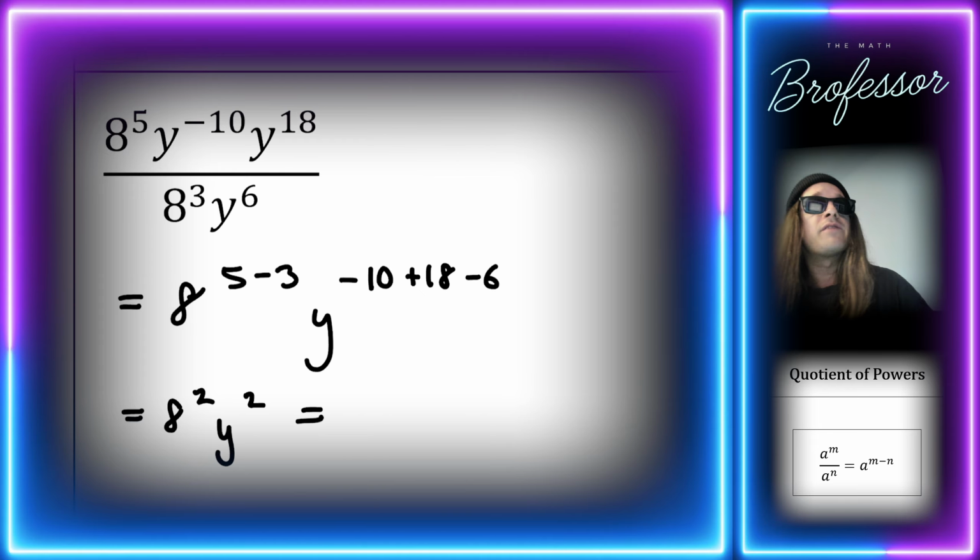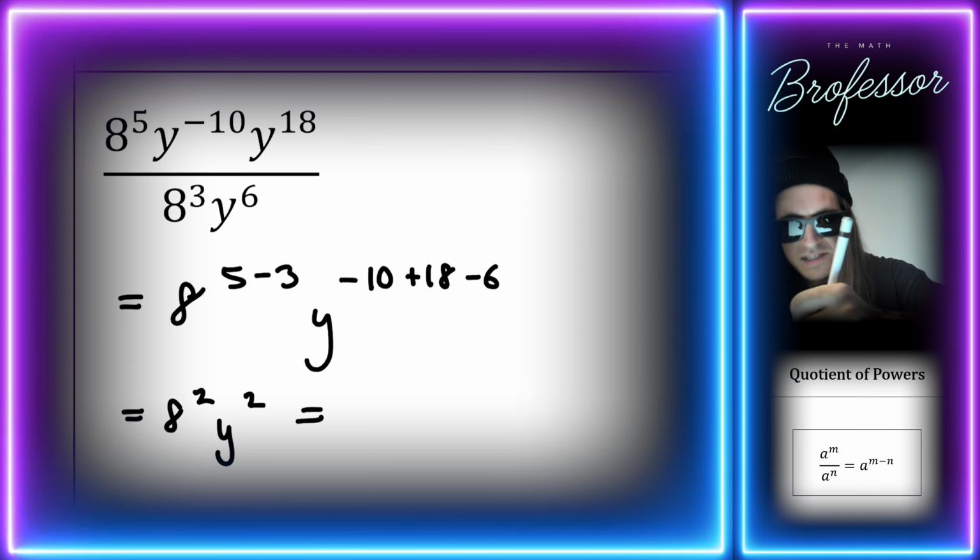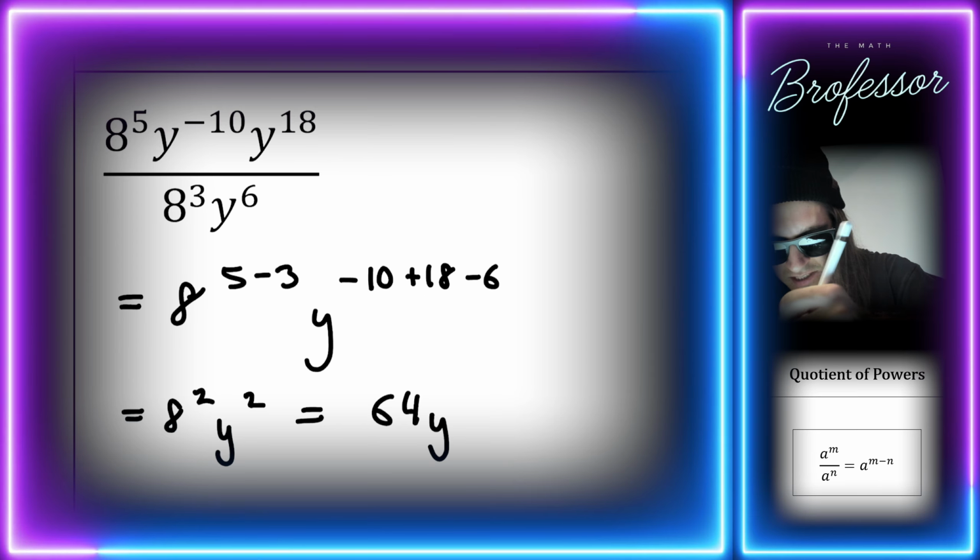Well, 8 squared, we could evaluate that. 8 times 8. What is 8 times 8? That is 64. So we have 64y squared.